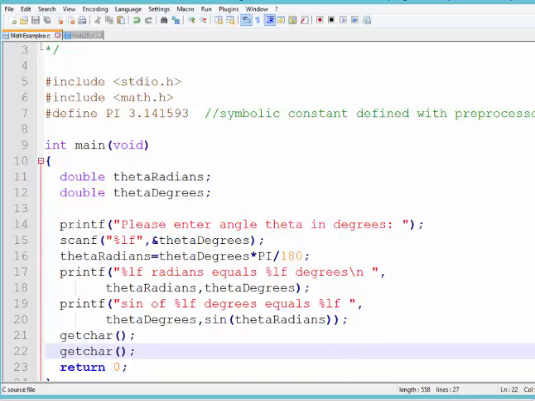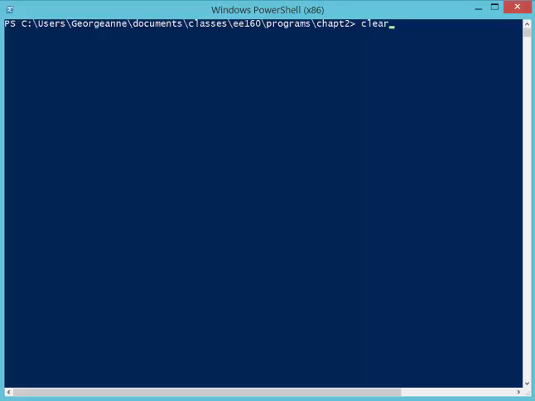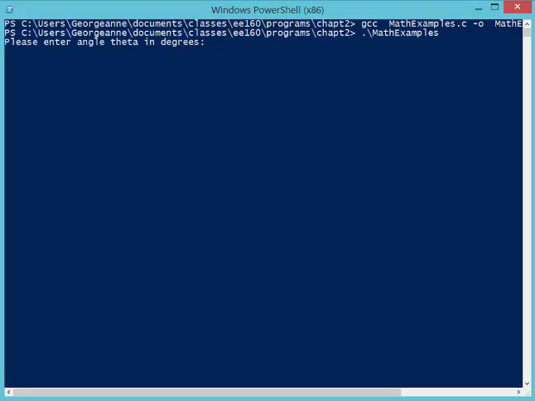So let's save that. I'm going to go ahead and compile it. My program was called Math Examples, so I'll compile it and run it. Please enter angle theta in degrees. Let's say 45 degrees. So 0.785 radians equals 45 degrees. That's lovely. And the sine of 45 degrees is 0.707, etc. It calculated it very nicely. That's 1 over the square root of 2.